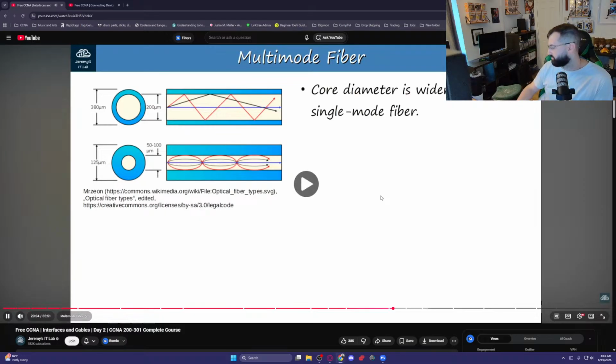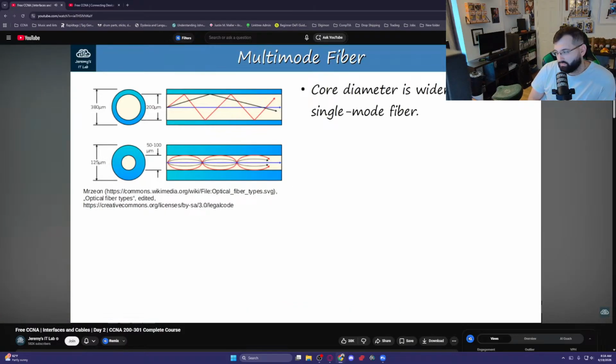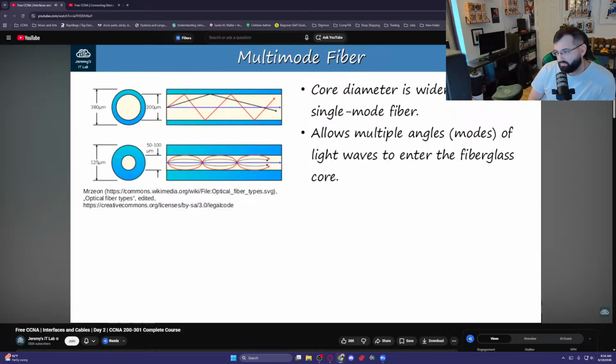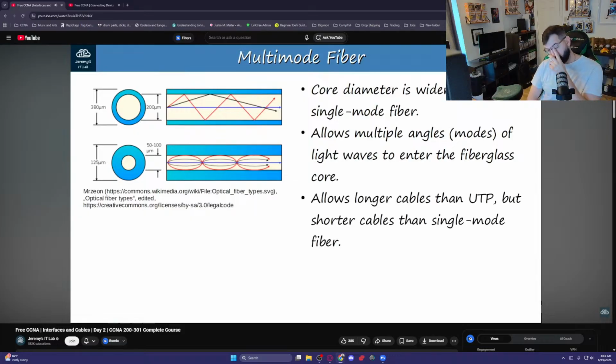So anyway. In multi-mode fiber cables, the core, the actual glass fiber, is wider than single-mode fiber. This wider core allows multiple angles, known as modes, of light waves to enter the fiberglass core, as you can see in these 2 diagrams. Notice the red and black lines representing light waves traveling down the fiberglass core, reflecting off the cladding at different angles. Multi-mode fiber allows longer cables than UTP, which are limited to 100 meters, but still shorter than single-mode fiber, which we will look at next.